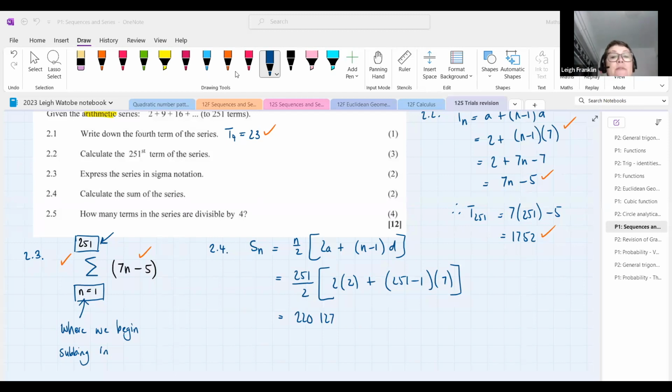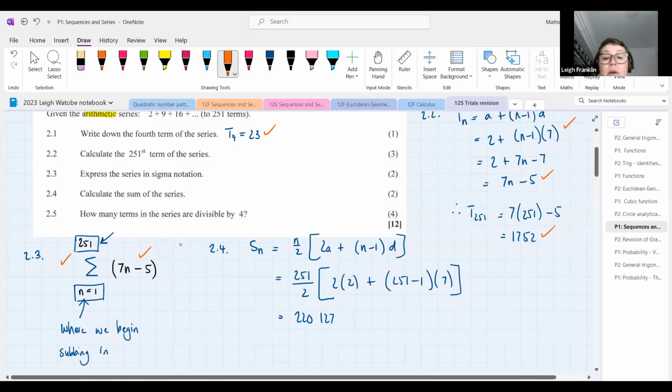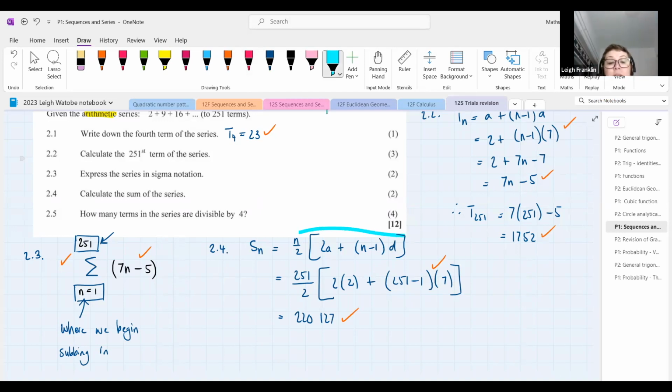Okay, so calculating the sum of the series, it's simply a matter of subbing in and writing down your answer. You don't have to write the formula like I did over here. You can start over there where you just go ahead and sub in. I just wanted you to be clear on what it was that I was doing.